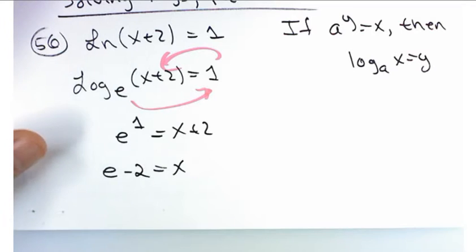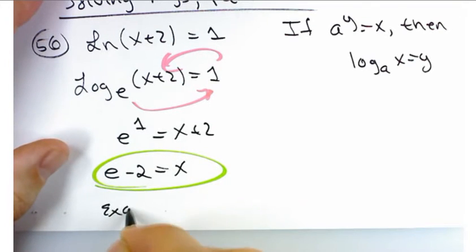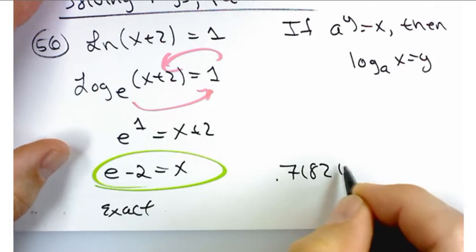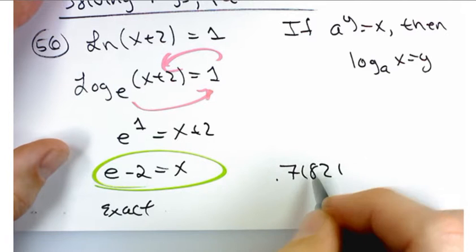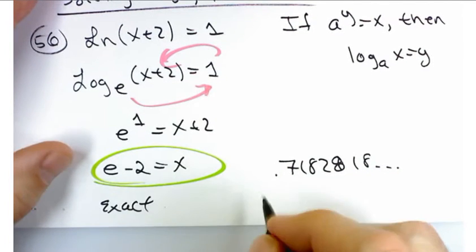Typically, yeah. I'd probably want you to leave it like that. I like exact answers. If I wanted a decimal answer, I'd ask for it. Typically, this is exact, and then 0.71828, 1828, 18, etc. That's your approximation. That's your decimal.